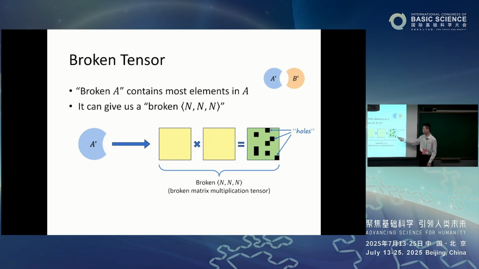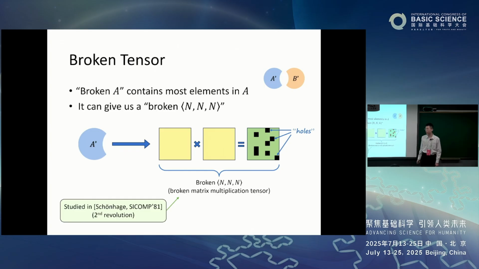The other entries, which are shown in black here, are called the holes, and we cannot get answers to those locations because the tensor is broken. You can view this broken tensor as one obtained from a normal tensor by digging holes in the output dimension. This type of tensor was first studied by Schönhage in his seminal work in 1981, but he was using this type of broken tensors for a completely different purpose than us. So this broken tensor is what a broken set can give us.